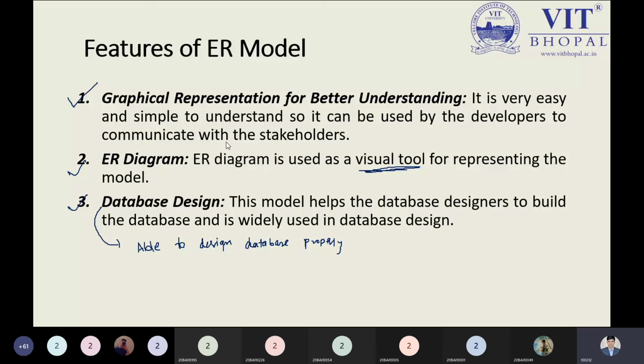Just transform all the entities into tables and attributes into columns. And while seeing the key attribute, we can make our entity or column a foreign key or primary key. So this is our concept.